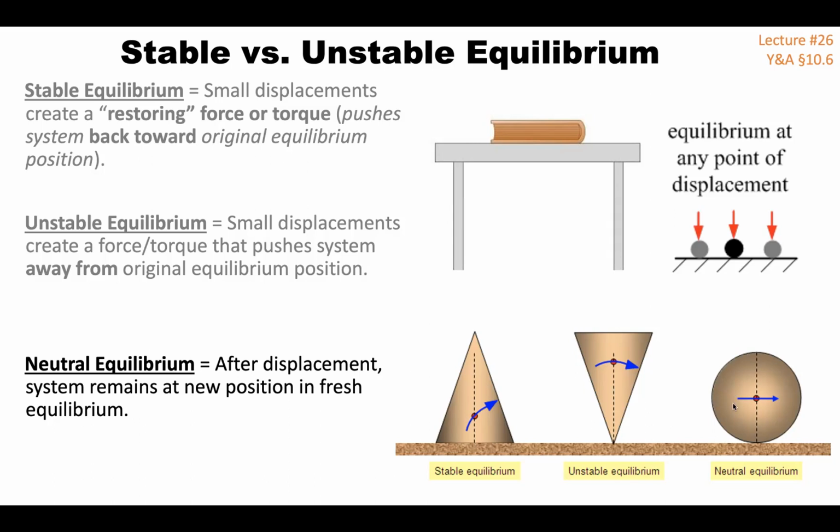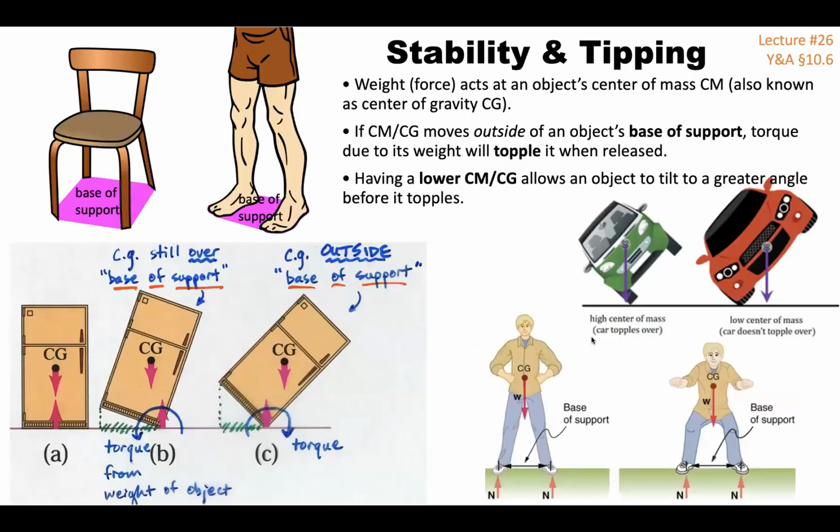A cone lying on its side, so if you're looking at the base like this, or you could think of this as a sphere or a ball or anything like that, if you perturb it a little bit in any direction, it will simply find a new equilibrium at that new position, and it won't have a net restoring force or a net departure force. It just stays at the new position. So that's a neutral equilibrium.